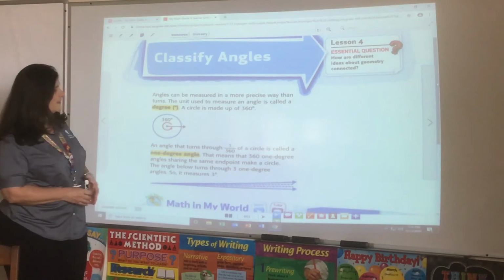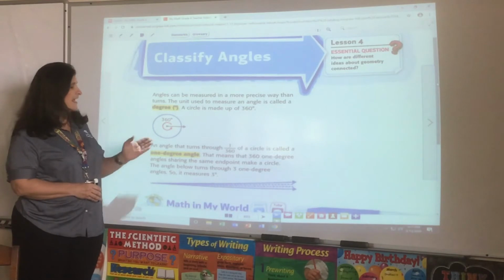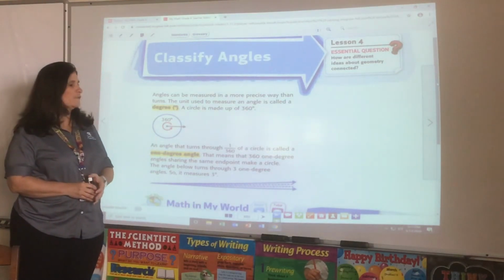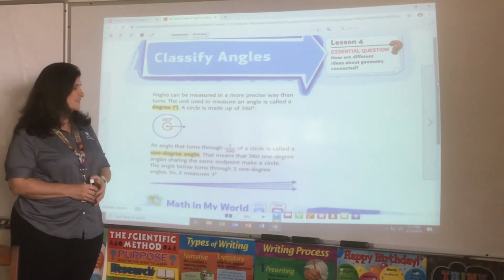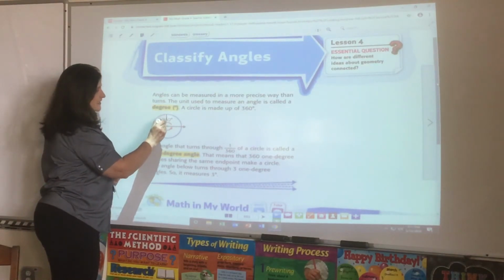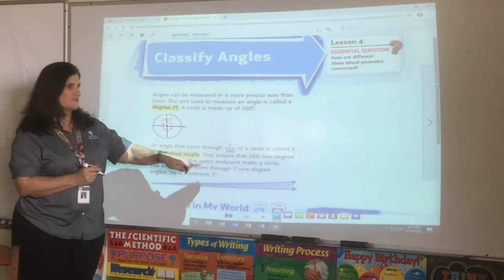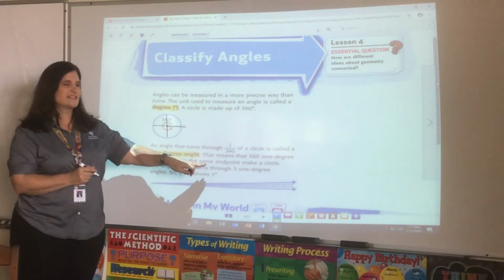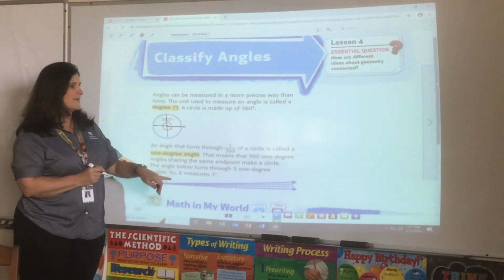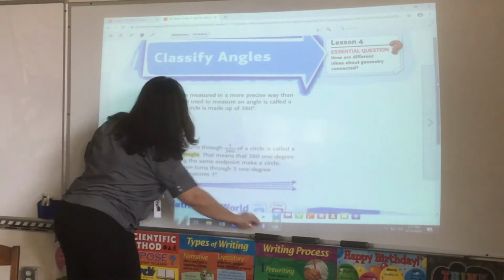So here we have an angle that turns through 1/360th of a circle, which is called a 1-degree angle. Basically, if you could draw lines across like here, here, and you just keep doing them over and over again, one movement would be 1 degree. So that means 360 1-degree angles sharing the same endpoint. The endpoint is the center of the circle. Here's the endpoint.